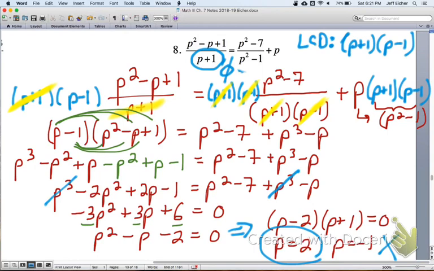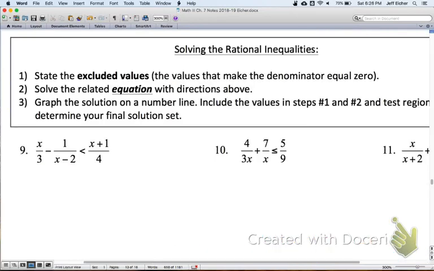So that's about half of the lesson, solving rational equations. We're going to use these same steps on the next part, solving rational inequalities. So let's look. So we have directions here. Number one, we'll state the excluded values. Excluded values would be like when the denominator equals 0. So you'll notice here, if x is 2, so we'll do excluded.